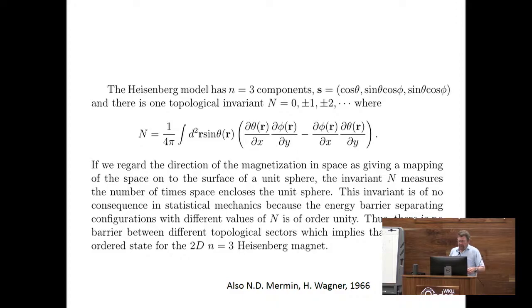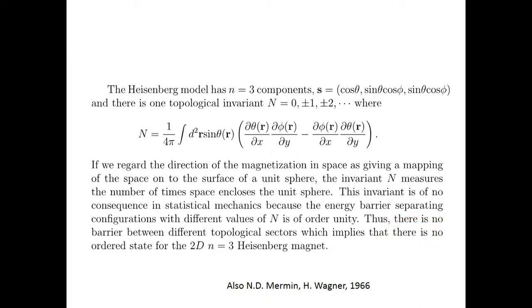Now, this invariant is of no consequence in statistical mechanics because the energy barrier separating configurations with different values of this topological invariant is of order unity. And therefore, there's no energy barrier between different topological sectors. And this implies that there's no ordered state at any finite temperature for the two-dimensional n equals 3 Heisenberg magnet.